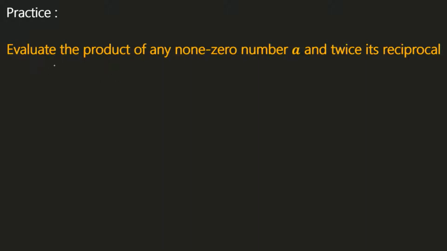So the problem said, evaluate the product of any non-zero number a and twice its reciprocal. Okay. So the first thing we need to do is to turn this sentence into a math expression. It says any non-zero number a, we want to find the product of twice its reciprocal. So the reciprocal of a is 1 over a. So this is the math expression that we need to simplify.